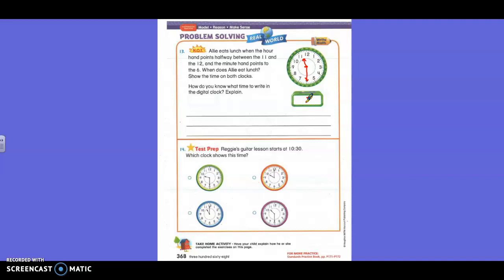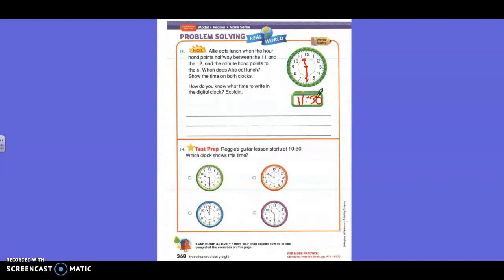Okay? Alright. Now, if you're writing it just as a time, what's the hour then? If it's between 11 and 12, what's the hour? Kason? 11, because it's not to the 12 yet, right? It's 11. And what's the minutes? Grayson? 30.